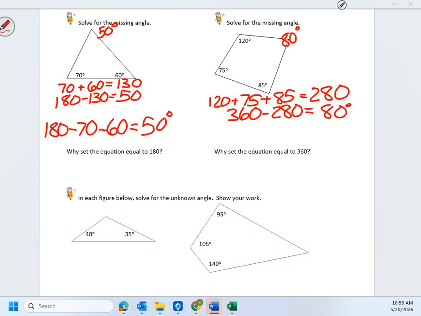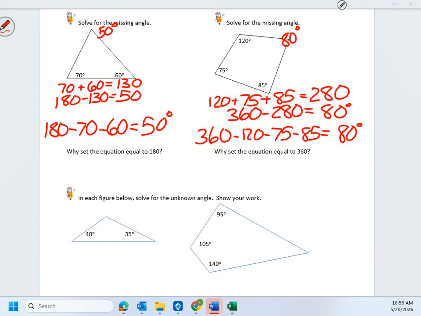Now again, my brain, instead of adding them all up, I just said, well, instead of adding and then subtracting, I'm just gonna subtract, subtract, subtract. We get the same answer. So you decide which way works for you.